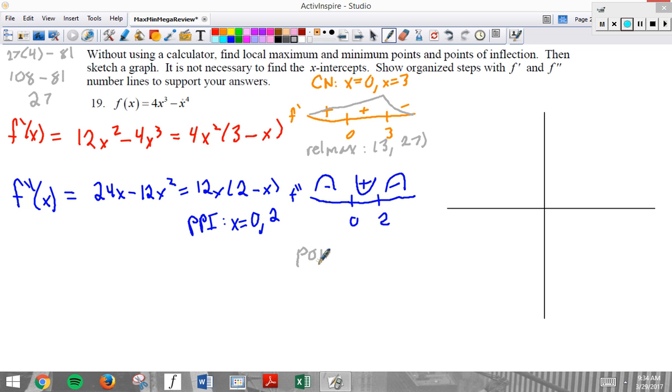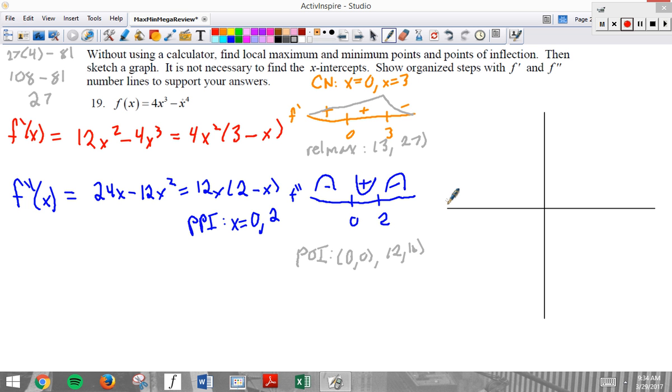Points of inflection sometimes. You never want to leave this as your final answer on the actual AP test, and we'll be talking about that in April. 0 is easy to plug in. It's the origin. And 2 comma what? 8 times 4 is 32. 2 to the 4th is 16.